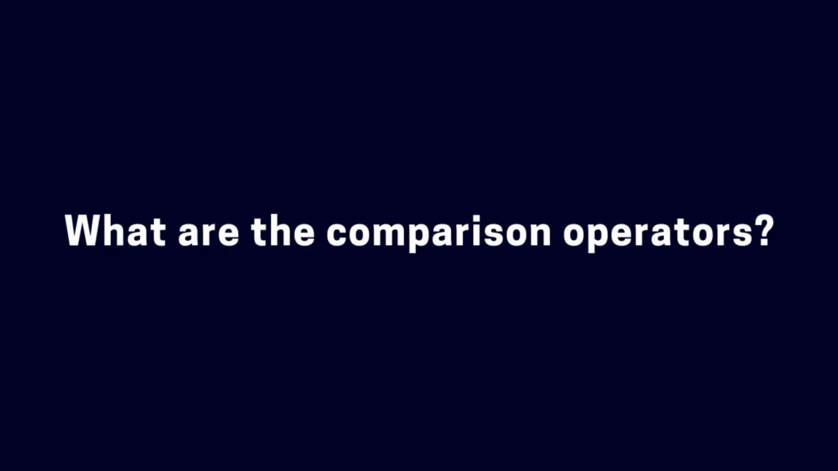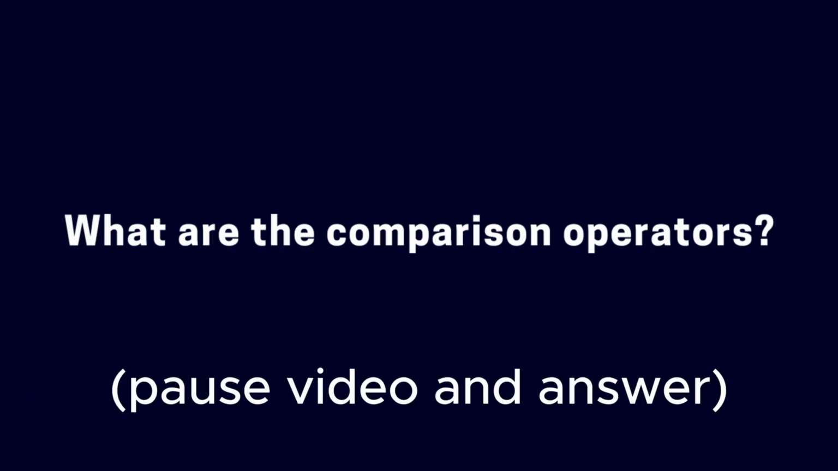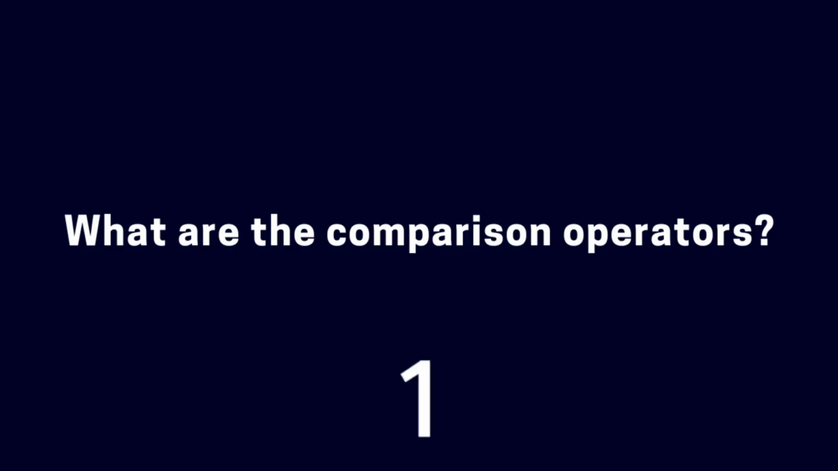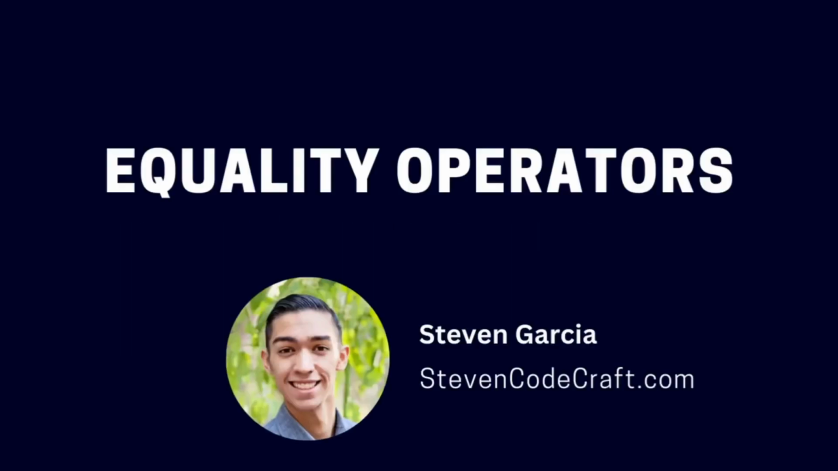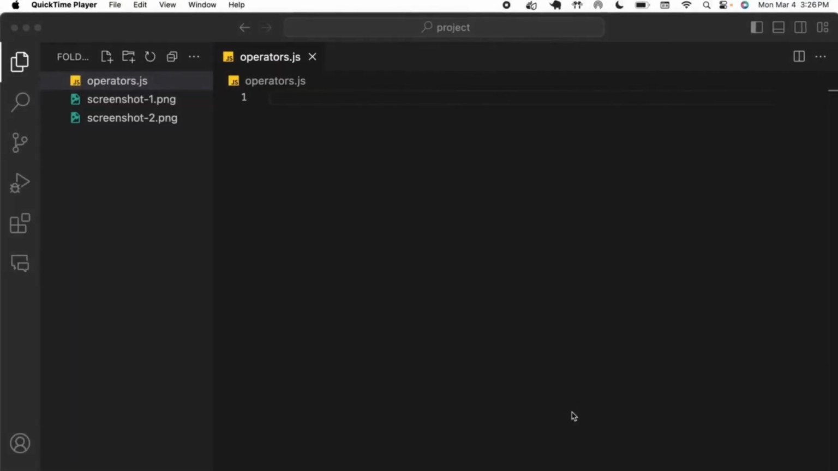What are the comparison operators in JavaScript? The comparison operators are greater than, greater than or equal to, less than, and less than or equal to. For checking equality of two variables, we can do so in two different ways.